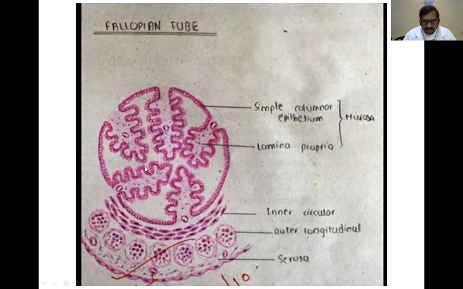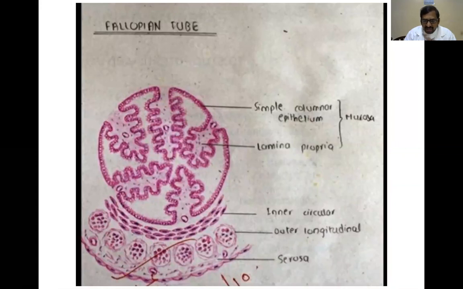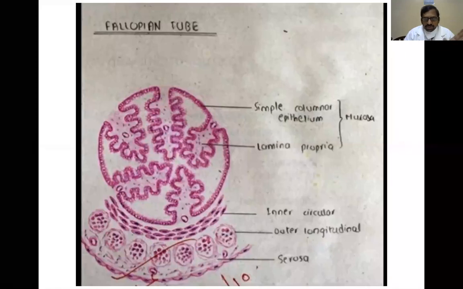Within the lining epithelium of the uterine tube, there are two types of cells. One is the simple ciliated columnar cells. The function of the ciliated columnar cells is to provide movement to the zygote or fertilized ovum towards the cavity of the uterus.